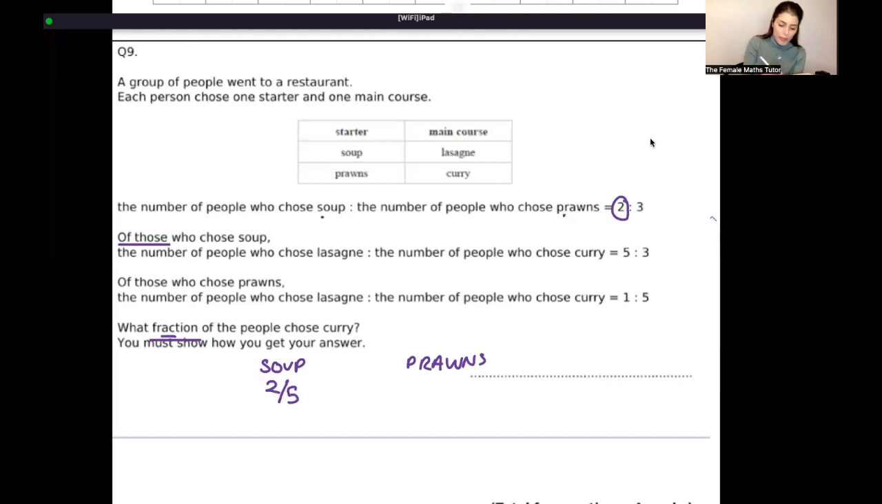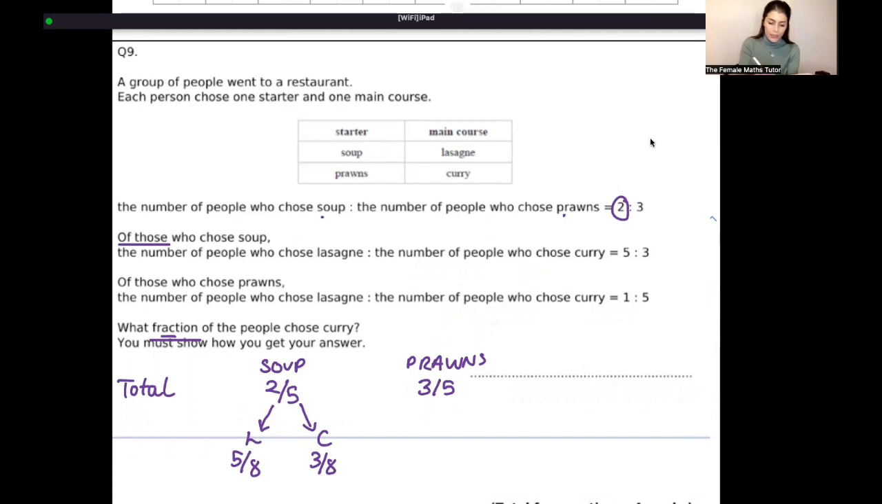I'm going to take this as my total, so bear with me here. Prawns, we say that's 3 out of the 5 people chose prawns. When it says of those who chose soup, lasagna and curry, that means we're working out of the total. So of those who chose soup, 5 out of 8 chose lasagna and 3 out of 8 chose curry. Just laying it out like this, you can slowly start to see what's happening.